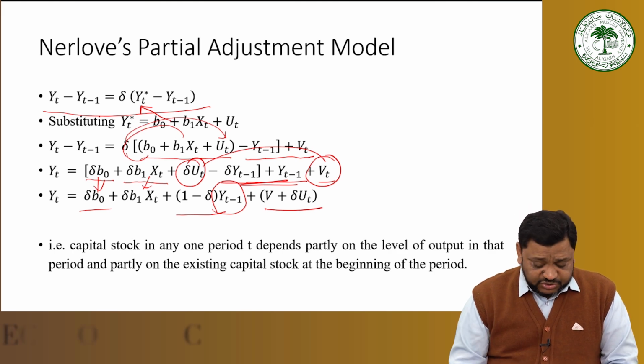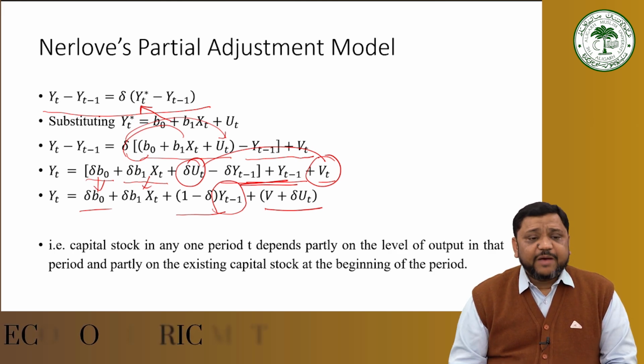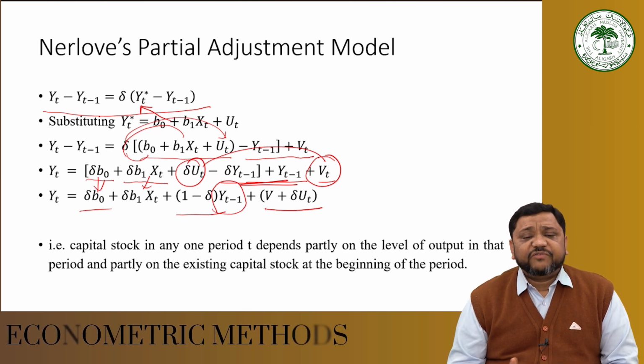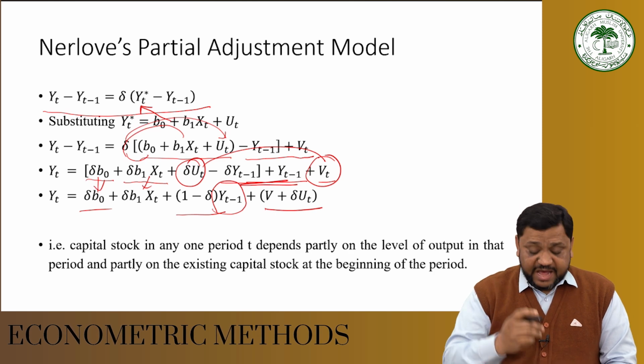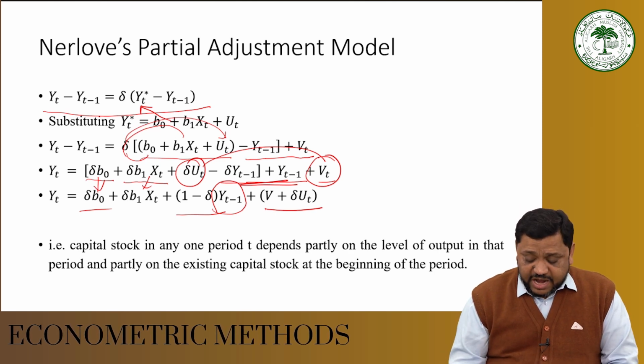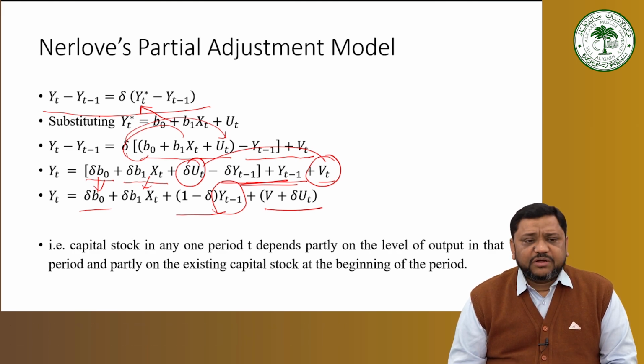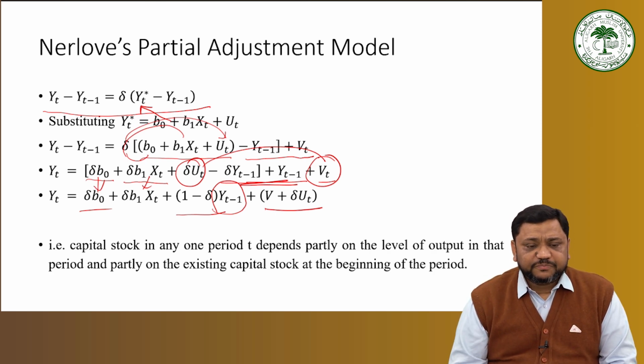Now, what is this showing? This is showing that capital stock in any one period of time t depends partially on the level of output in that period and partially on the existing capital stock at the beginning of the time period. Unlike Koyck, in this model, the disturbance term has no direct connection with its own previous values. It is a completely different thing.